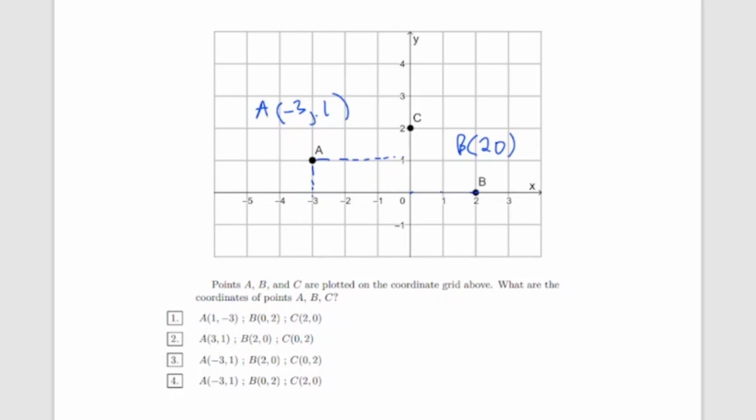And then for C, we're already on the y-axis. So the coordinates of C are, if we go from here to here, our x value is 0. And our y value is here, which is at 2. So we're looking for an answer choice with these coordinates. So we're looking for A of -3, 1, a B of 2, 0, and a C of 0, 2. So this is the correct answer choice. Number 3 is our correct answer choice.